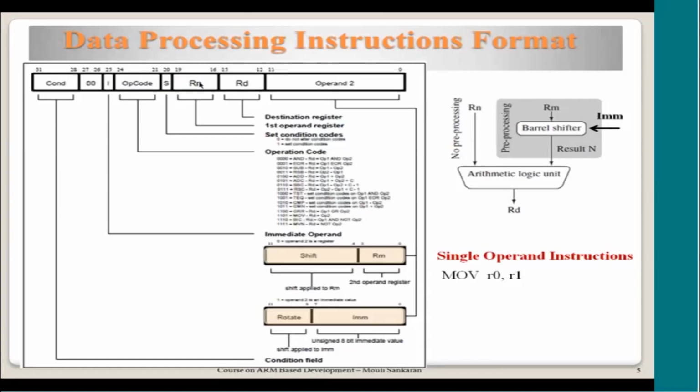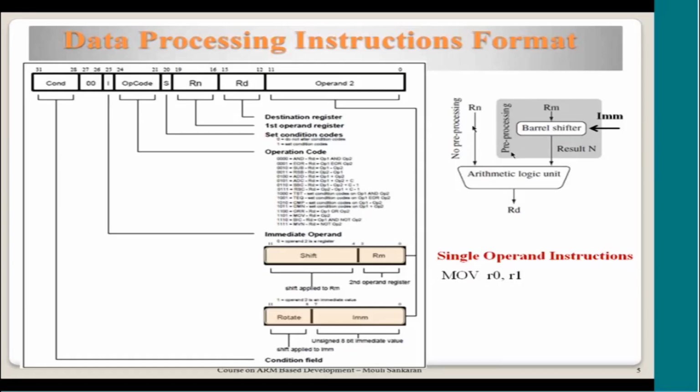Now what happens to RN? RN will be ignored. How will the processor know that it has to ignore RN? Because RN also can have any value from 0000 to 1111, so it's a valid value. But based on the opcode, it will know that move is supposed to have 1101. So if the opcode is 1101, it will not look at this value here, and it will know that it's a move operation. So it doesn't have two operands, and RN is ignored.